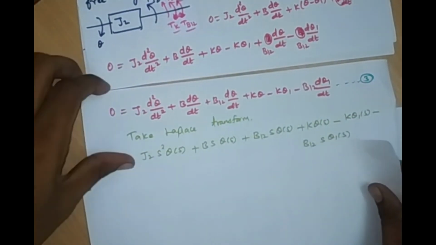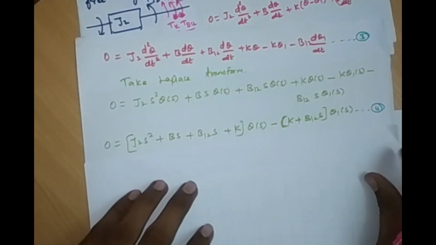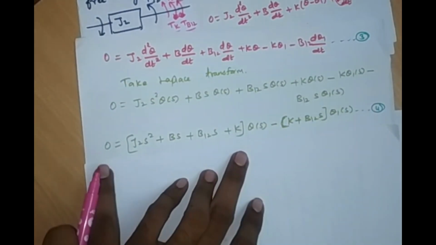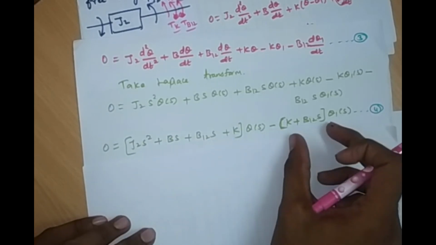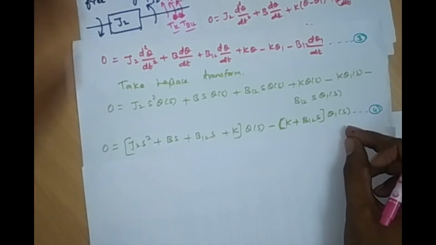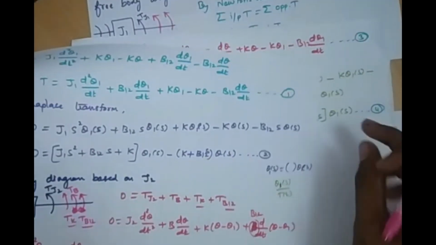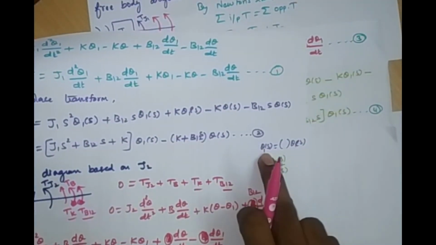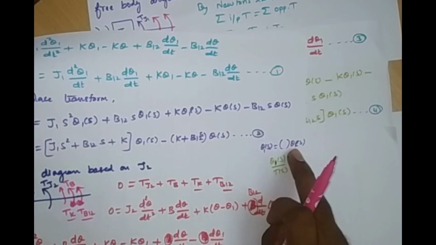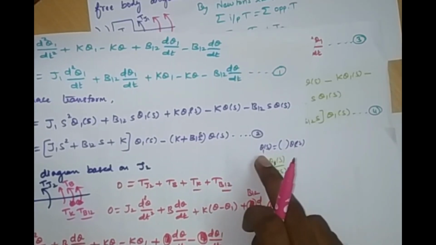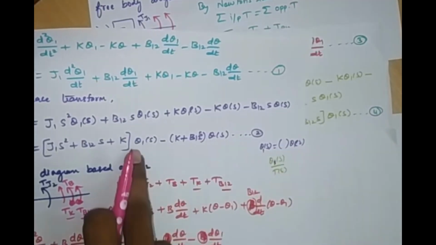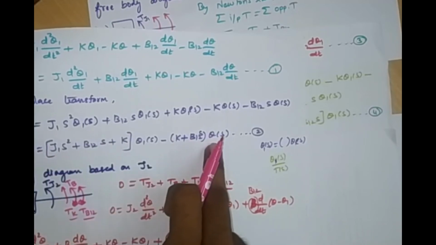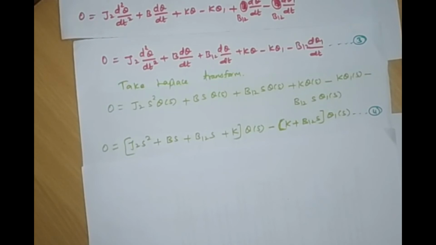And I'm just rearranging the terms. Just see, 0 equal to some function into theta of s minus some function into theta 1 of s. We plan to bring this equation, I mean theta 1 of s as some function of theta of s. If you bring this equation and substitute it over here, the whole equation will be some function of theta of s. So that is what we are going to do now.